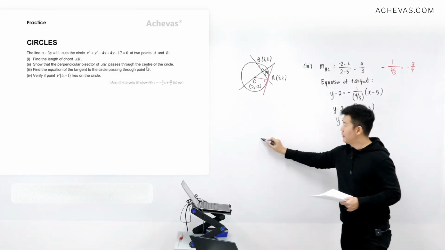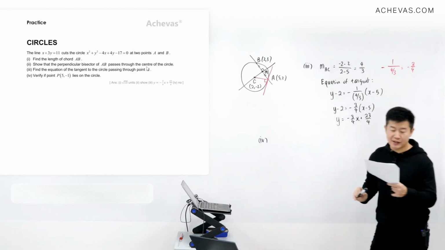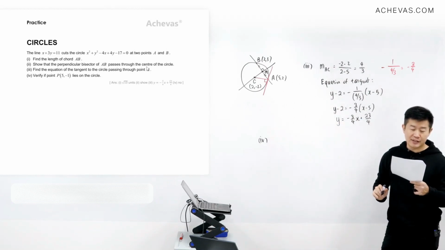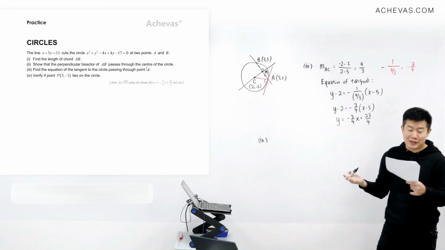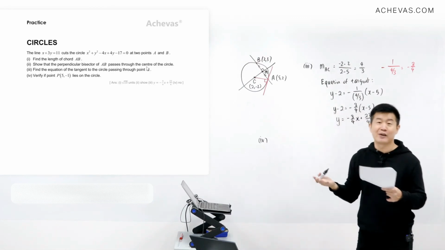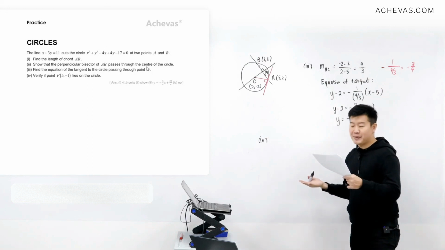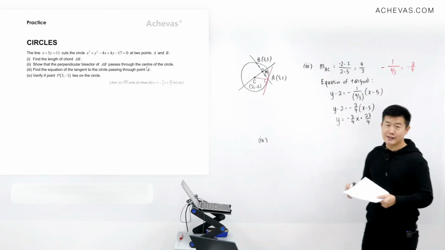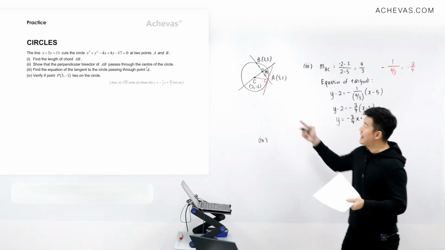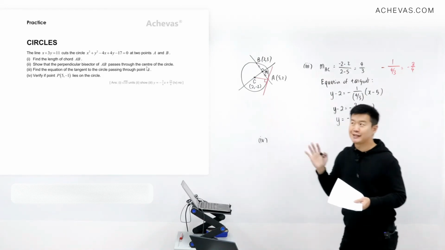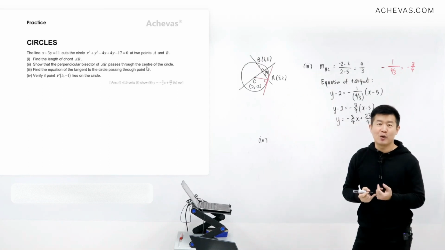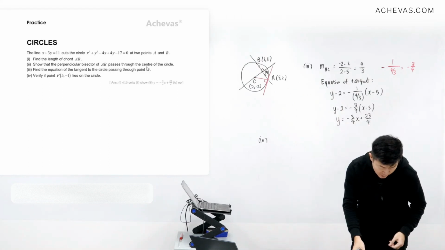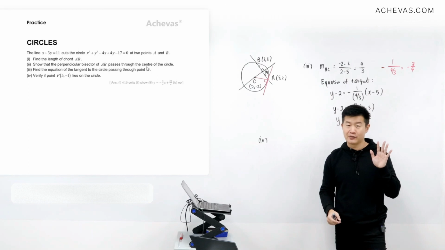And the last part, part 4, we want to verify whether this point P is lying on the circle or not, which means that we are trying to determine whether this point P lies on the circumference of the circle. So this point P has coordinates of 5 and minus 1. What we want to do is to check the distance between P and the center of the circle, and compare it to the radius. What was the radius that we found just now? The radius was 5. Let's take note.